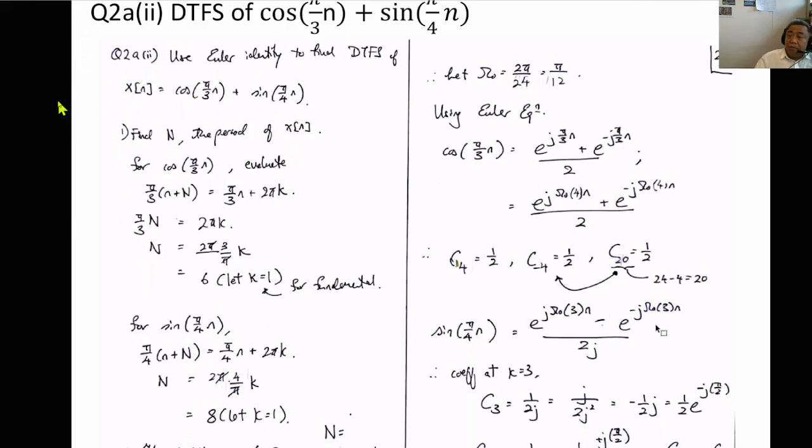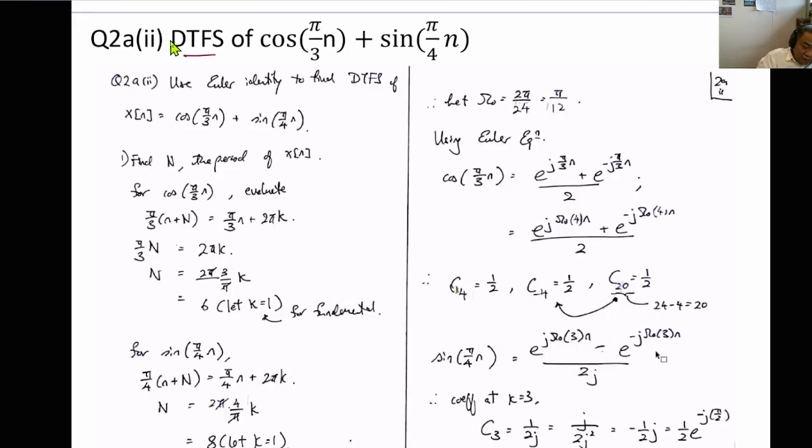Right, let's continue. This is question 2a. We're asked to find the DTFS of these two pure sinusoids added together. One is at omega pi over 3 and the other one is pi over 4, a sine wave. Now please compare later on with question 2ai, where it was a cosine at pi over 4. Now it's a sine at pi over 4.